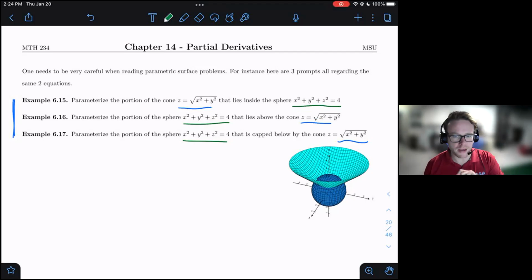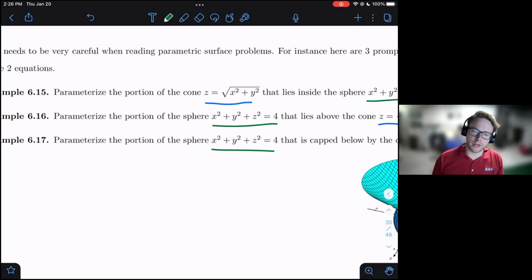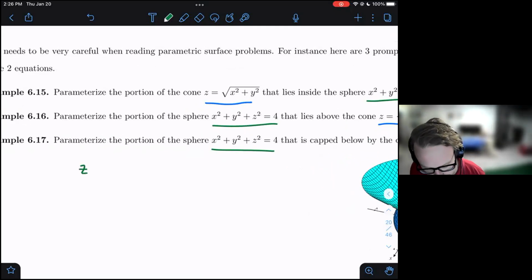So, okay. I hope that you've had a chance to read over these 3 examples. And so why don't we go ahead and take a crack at parameterizing them. So in my first example here, we want to parameterize the portion of the cone. So the cone is our surface and it doesn't go on forever. We want just the piece that lies inside of the sphere. And so this is the piece that we want to parameterize. Now, when I think about a cone and when I think about parameterizing surfaces, I quite often want to use the coordinate system that they most naturally belong in. So when I'm thinking of a cone, I'm really thinking the cone can be nicely expressed.